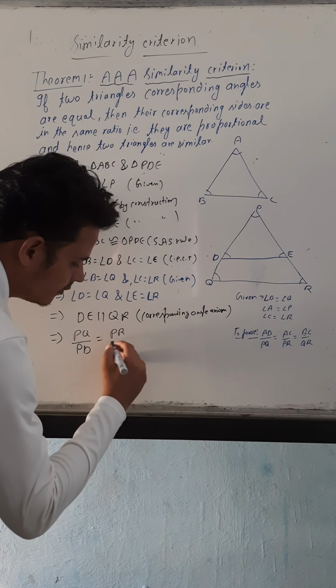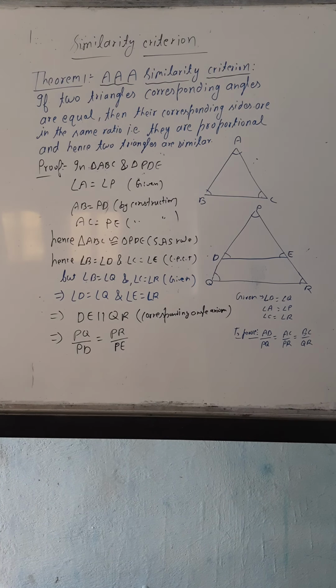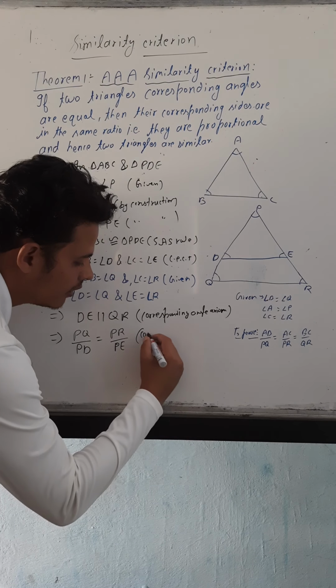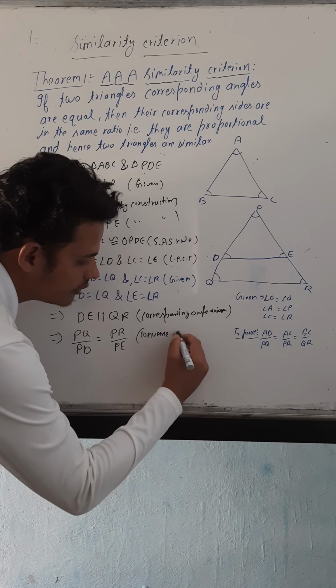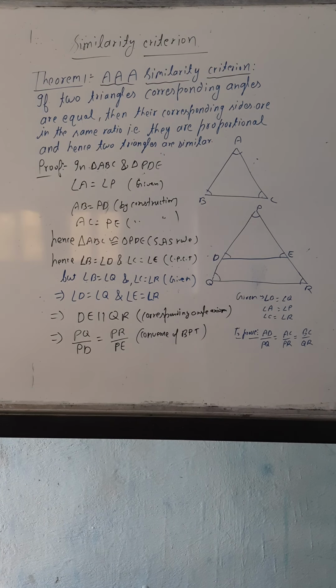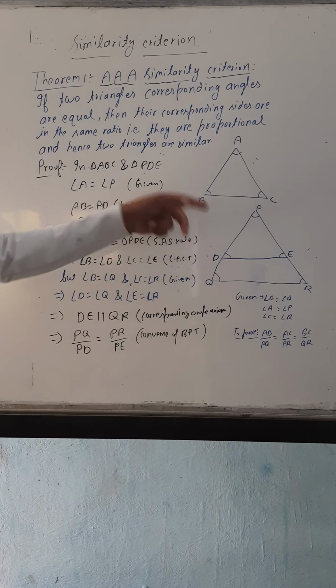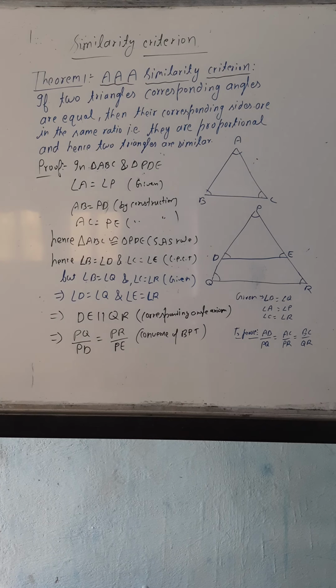Yes or not? Can you write this? This is the converse of BPT right here. Okay? Why are we using this converse of BPT theorem here? Because the lines are parallel. If the lines are parallel, then only you can use the converse of the BPT or the BPT. The condition is that the lines should be parallel. Yes or not? So if the lines are parallel, this we have proved.